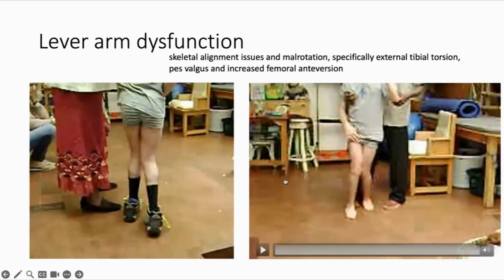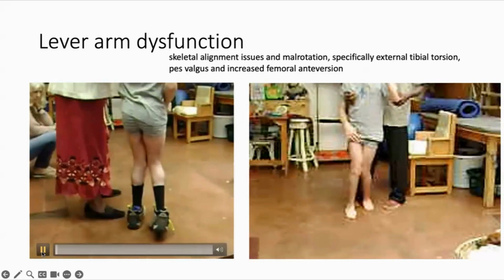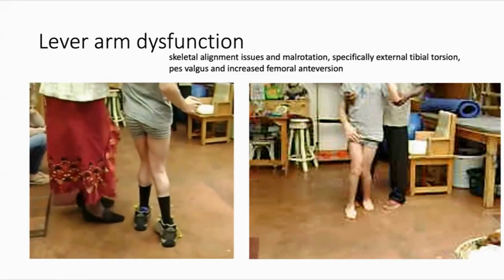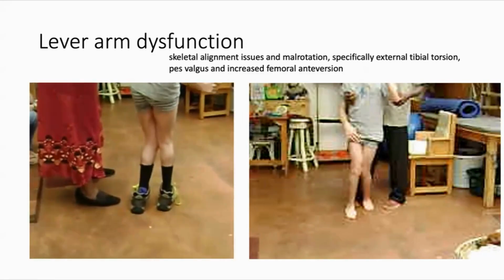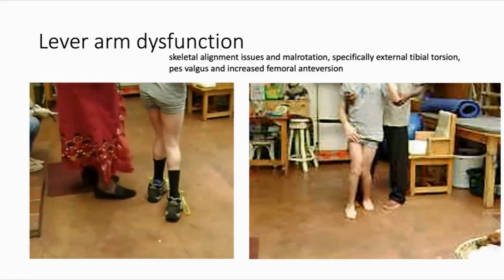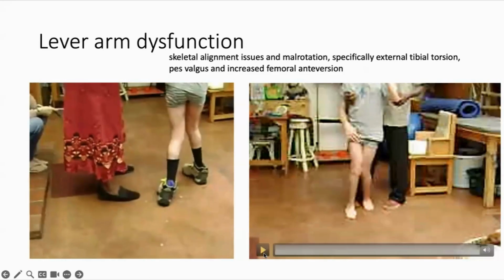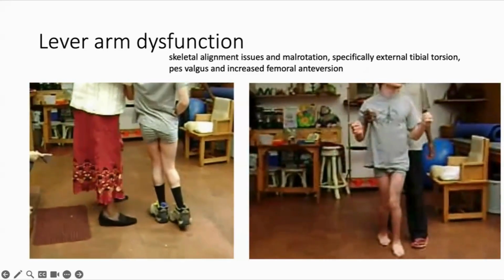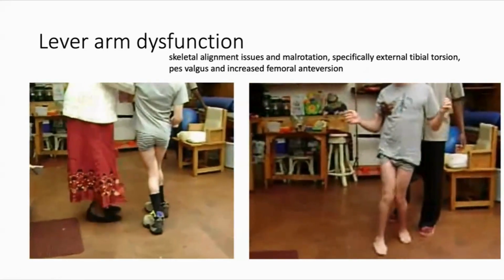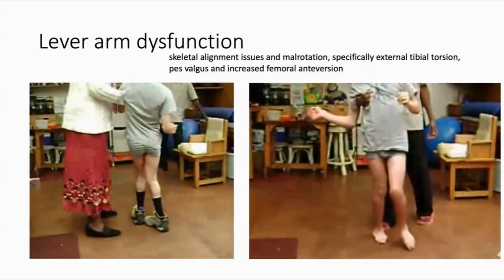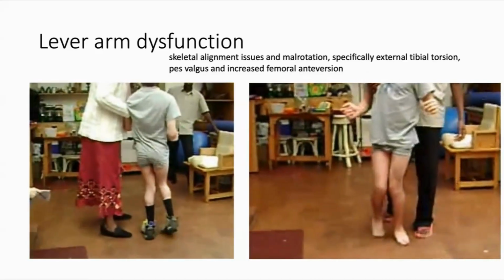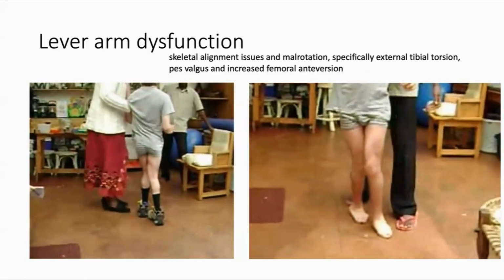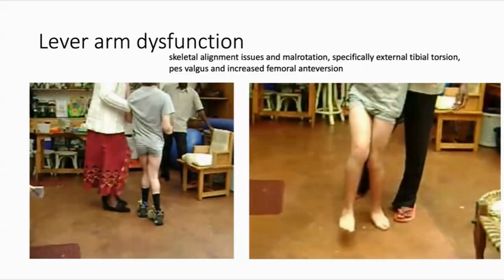And this patient is showing severe lever arm disease dysfunction with external tibial torsion, pes planus, and increased femoral anteversion. So you can see better here. This patient has quite significant lever arm dysfunction from the chronic spasticity. The treatment was only physical therapy until we met him.